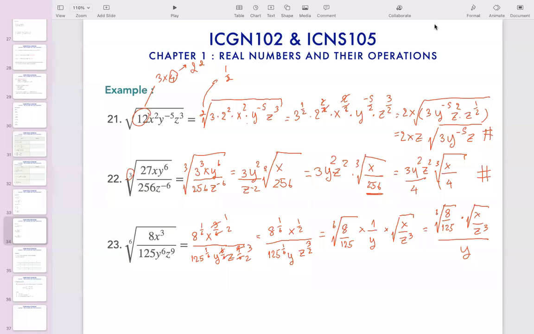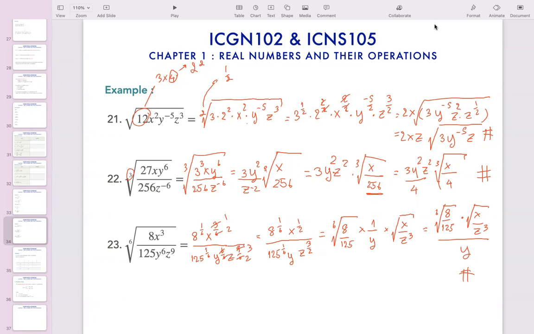Okay, so for this one, do we have any problems or any questions about example number 23? If you don't have any questions, let me move on to the next slide.